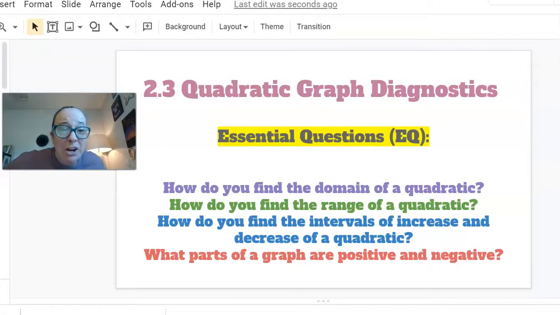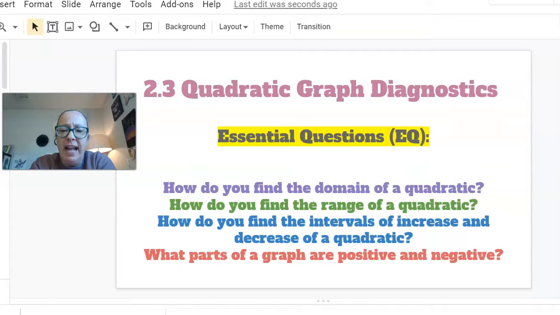It's me again, Margaret. We are on to section 2.3, quadratic graph diagnostics. Yes, diagnostics will be something that you have to do for all types of graphs. So here we are. Essential questions.